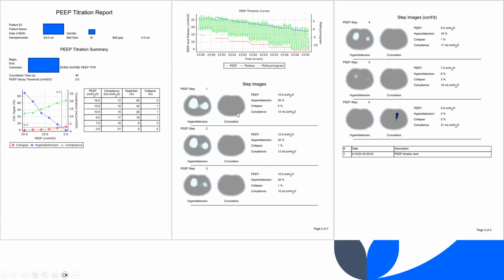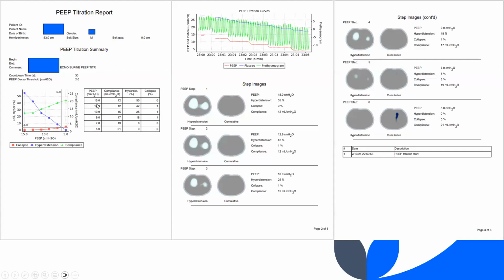And then if you come over here, you can see with each step, you have a visual representation of that hyperdistension and collapse. And again, you're seeing it in white and then in blue. And you can see that the numbers from your table are also echoed in each step here. So a lot of this data is sort of repeated, but this is really to help you understand and decide from a clinical perspective where you want to set your PEEP with this patient, based on the best compliance with the least amount of hyperdistension and the least amount of collapse.